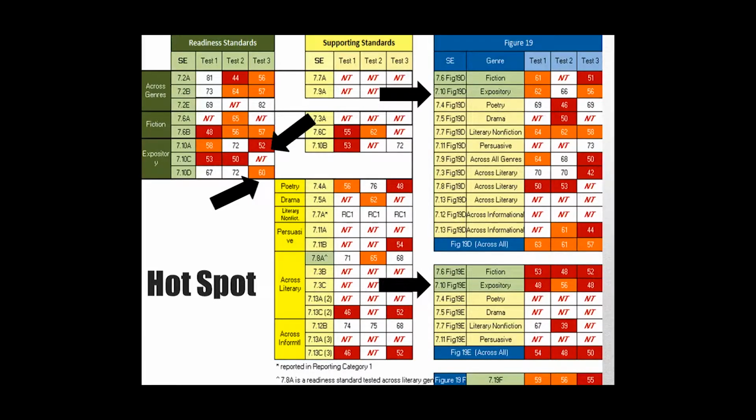The hotspots for Unit 3 are the Knowledge and Skills Statement 7.10 with Figure 19D and E, and TEKS 7.10A and 7.10D.